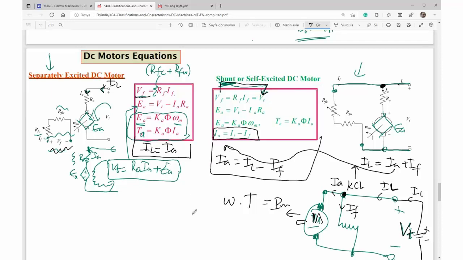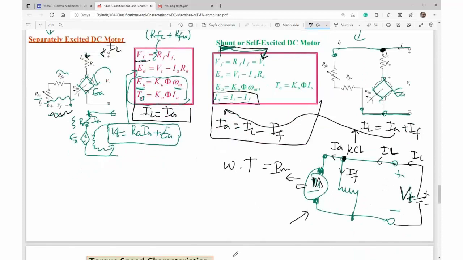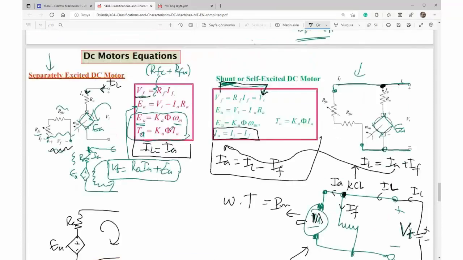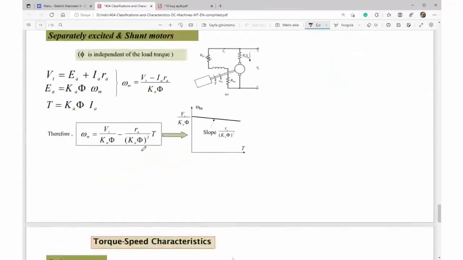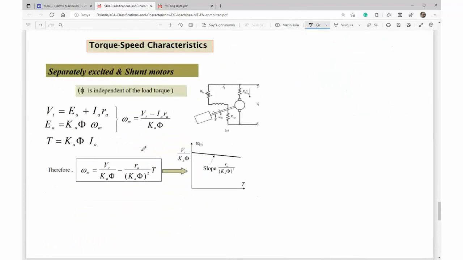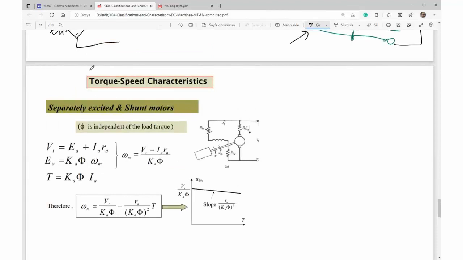That means you should draw a connection diagram, and then you can imagine equivalent circuit of the related connection diagram, and then write voltage and current laws. Okay, here are the equations for motor operation, and then let's talk about terminal characteristic. Sometimes it is called torque speed curve. It is terminal characteristic of motor.